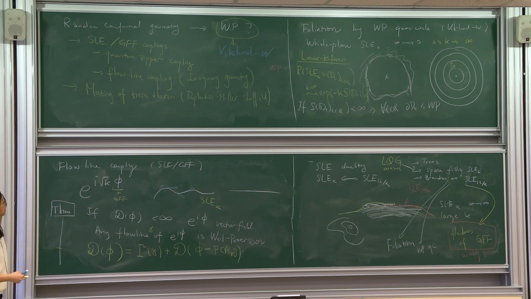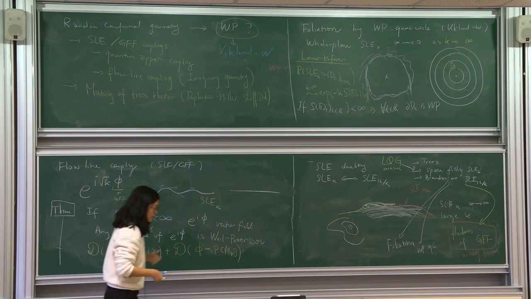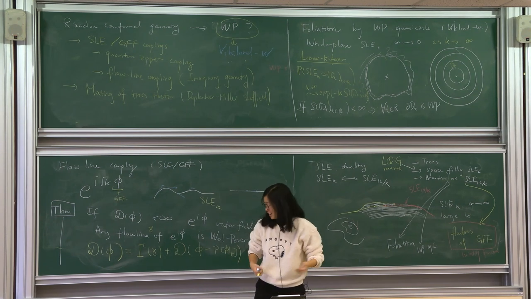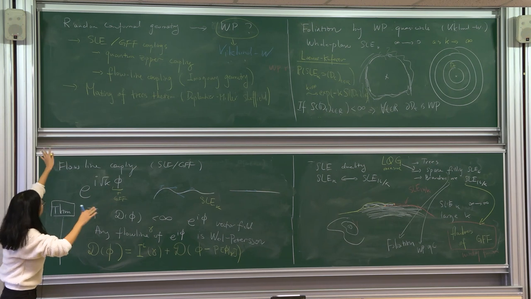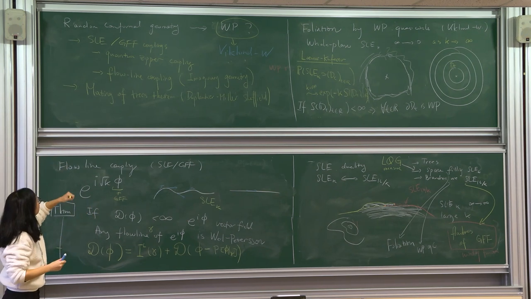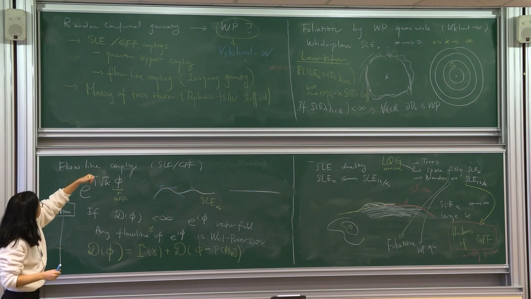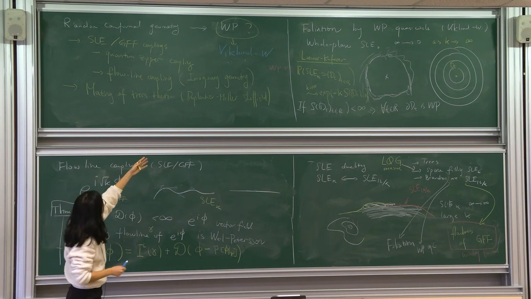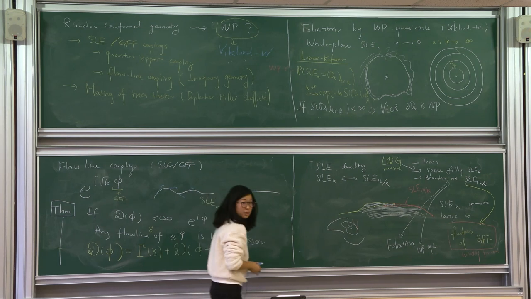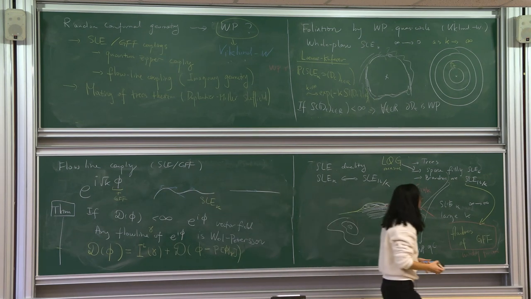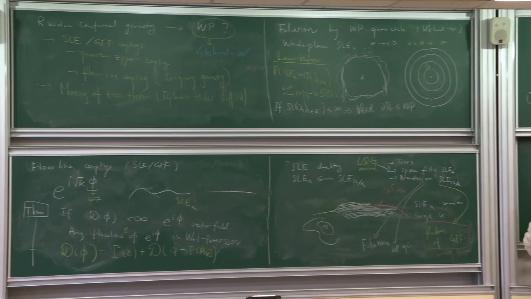So I think there's a lot of effort going into how we can get results from random conformal geometry back to Weil-Petersson Teichmueller space. The main reason is just that I'm more familiar with the random conformal geometry side. And we should hope that if we know things about Weil-Petersson, it should give us back new results from random conformal geometry.